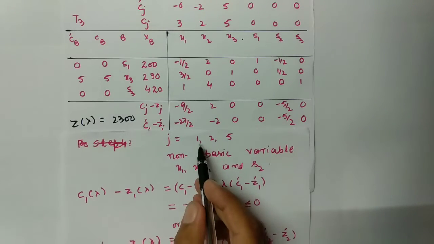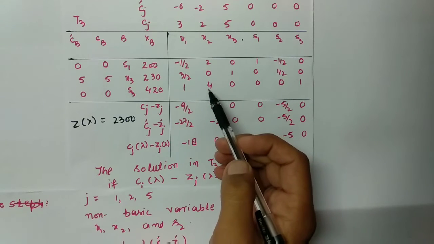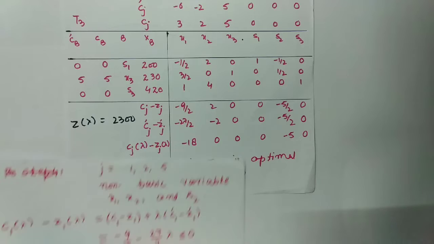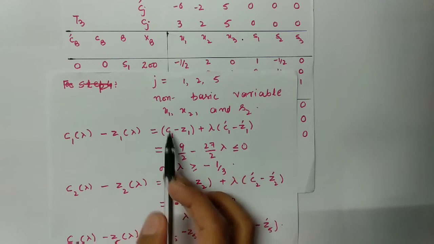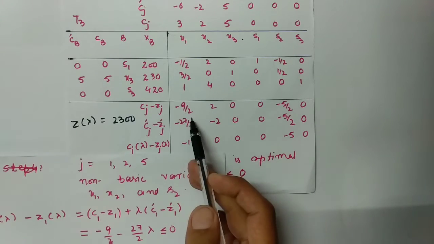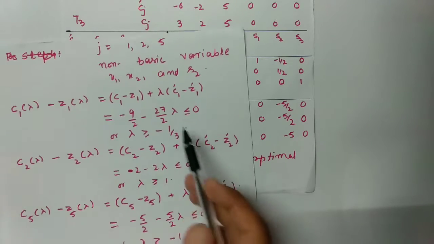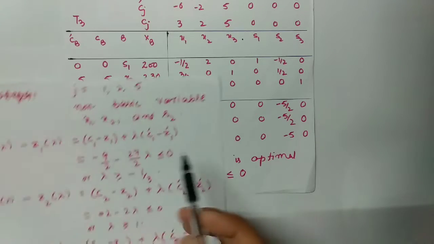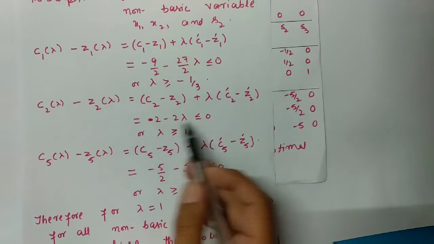Here J is the first, second and fifth column, that is x1, the second column x2, and then the fifth column, that is s2, which are not in the basis. Corresponding to x1, C1 lambda minus Z1 lambda is C1 minus Z1 plus lambda times C dash 1 minus Z dash 1. Here C1 minus Z1 is minus 9 by 2, and C dash 1 minus Z dash 1 is minus 27 by 2, less than or equal to 0. After simplifying, lambda is greater than or equal to minus 1 by 2. In the same way for x2, the values are 2 and minus 2, lambda greater than 1.